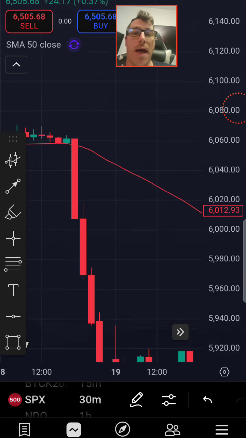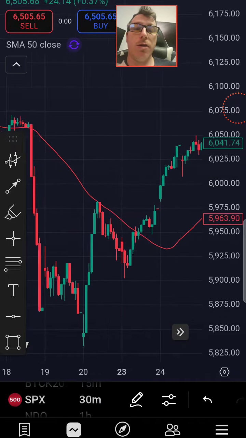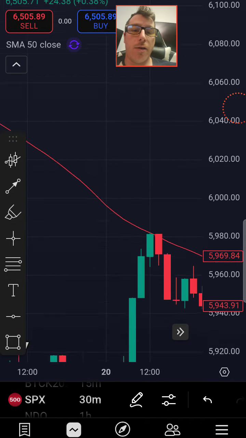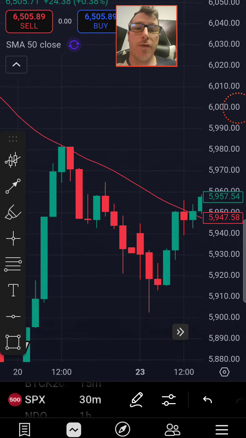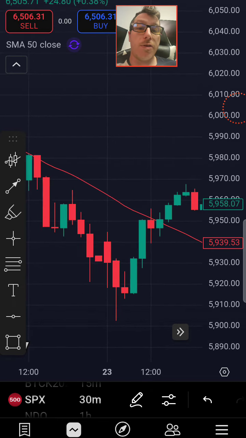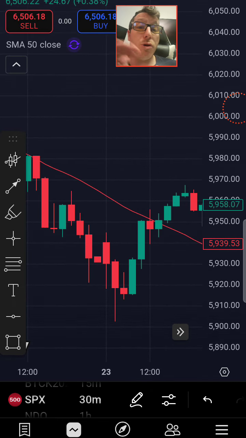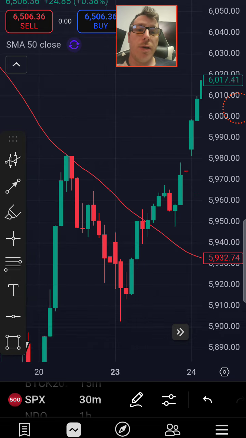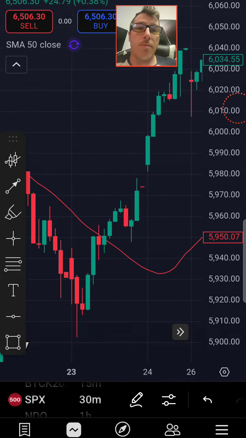When the market gets back above the 50 SMA, you can go back to long. So like right here, market is still rejecting the 50 SMA. Right here, the market starts to get above. At that point, you're no longer bearish the market, and you can look to be back bullish. As a result, the market goes up.